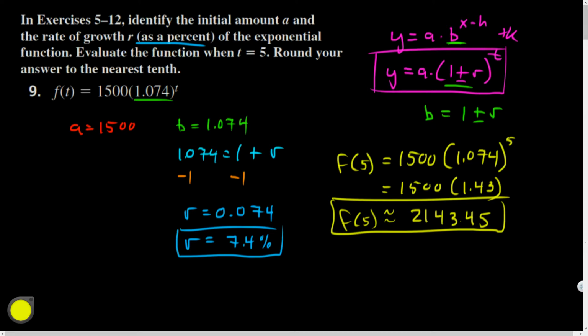Yeah, question. Okay. So the r is representing the percent that it's growing each time period. So it's growing by 7.4%, which means that the b value was like 107.4%. To grow by 7.4%, the number has to be 107.4% its previous value.